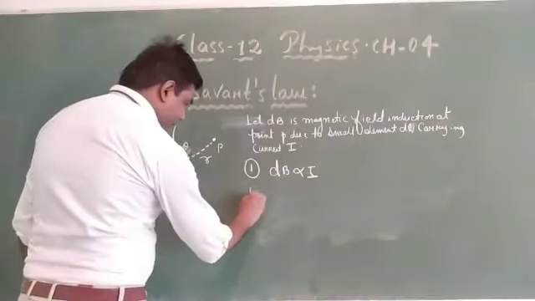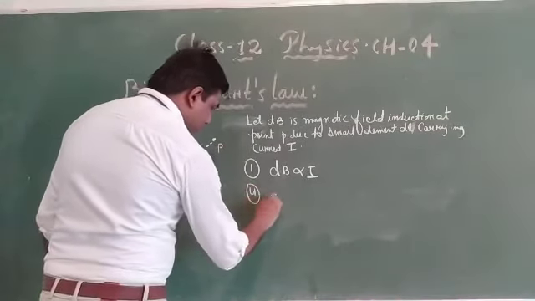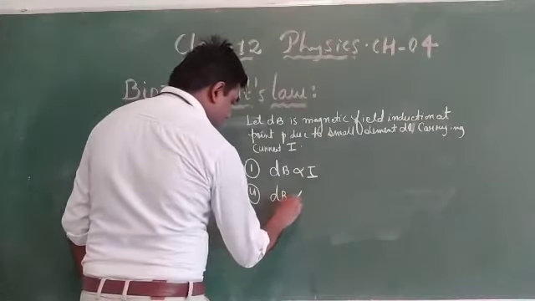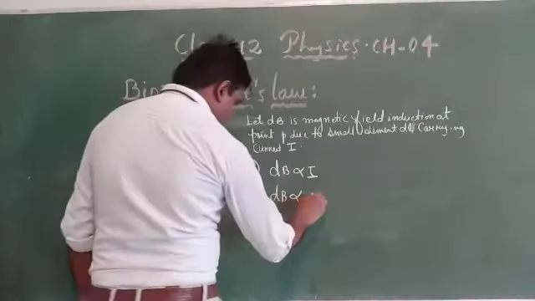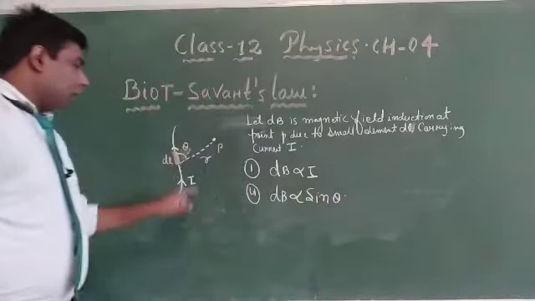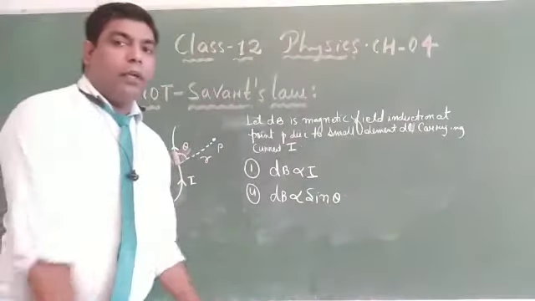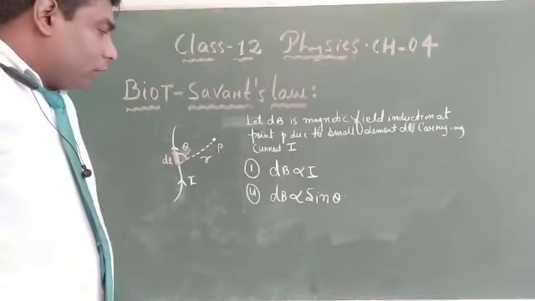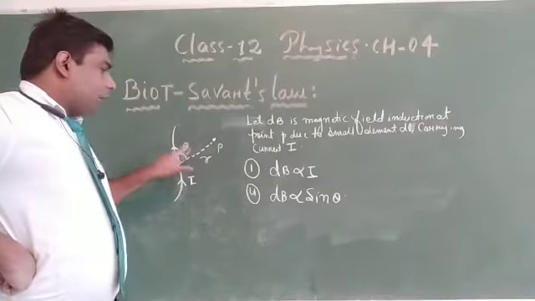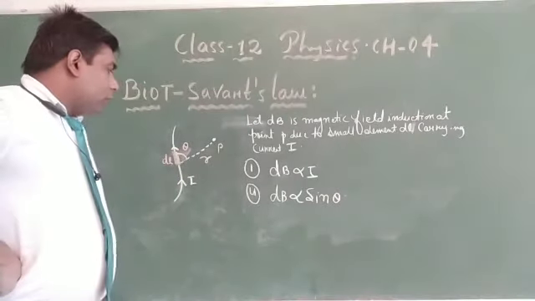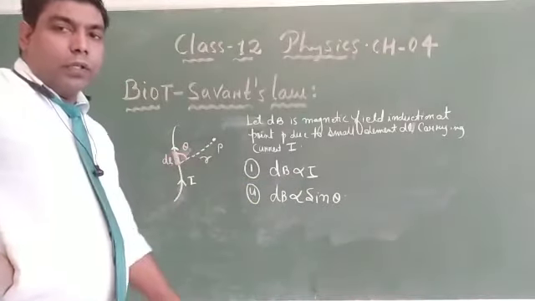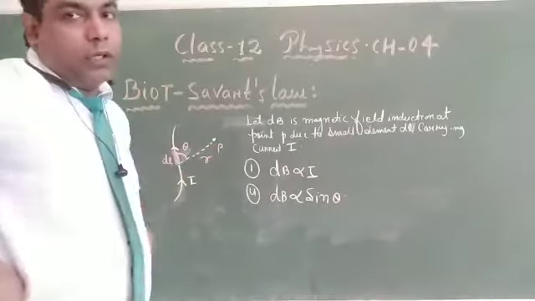Second, the angle between r and dl is theta. So dB is directly proportional to sine of theta. That is, if we go on increasing theta, the value of sine theta will go on increasing, hence the strength of the magnetic field will go on increasing.